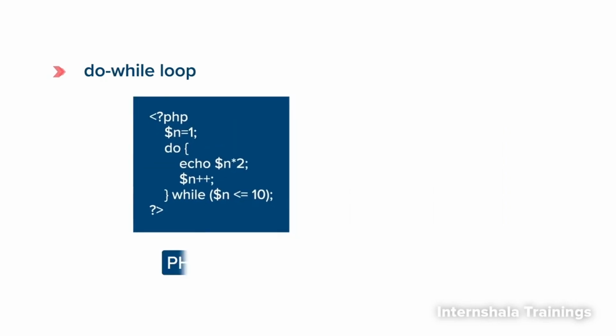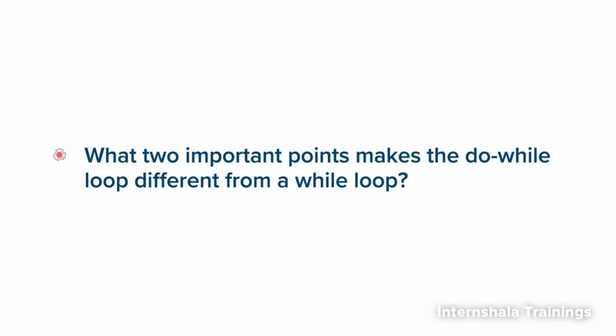We also executed the same program, that is to print the first 10 even numbers using the do while code. Now, before we see how do while loop is used in JS, here is a quick question to you. What are the two major points that make a do while loop different to that of a while loop? Let's see if you have the same answer as I have.